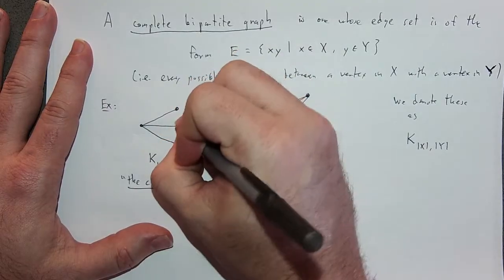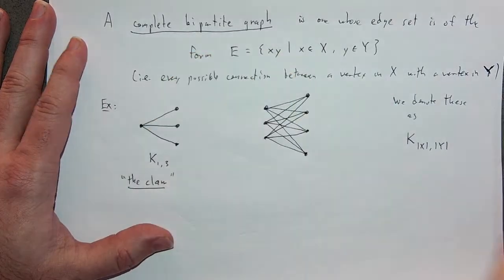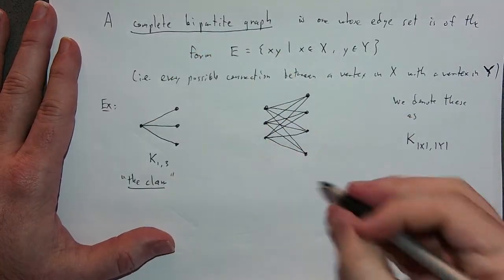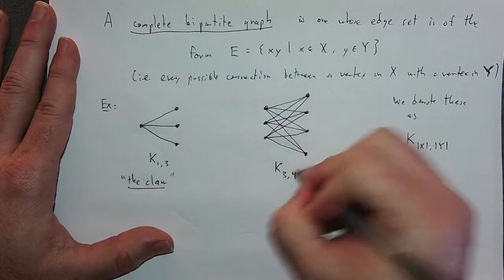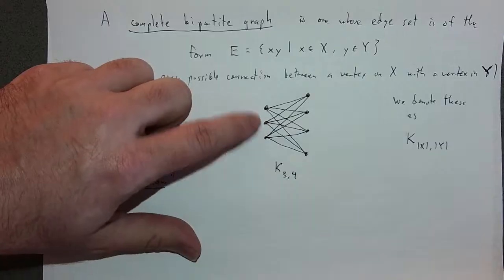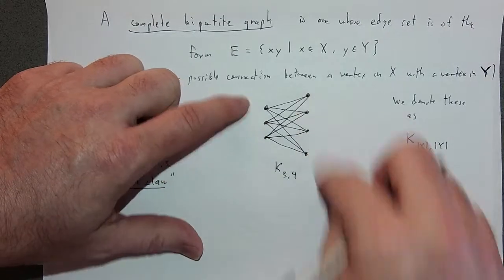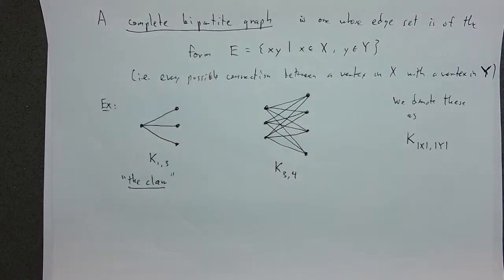Okay, you can see why it's known as the claw. This would be K34 because the cardinality of its X set is 3 and the cardinality of its Y set is 4. Of course, you might say, well, what's the difference between K34 and K43? Well, we're coming up on that, so don't worry about it.